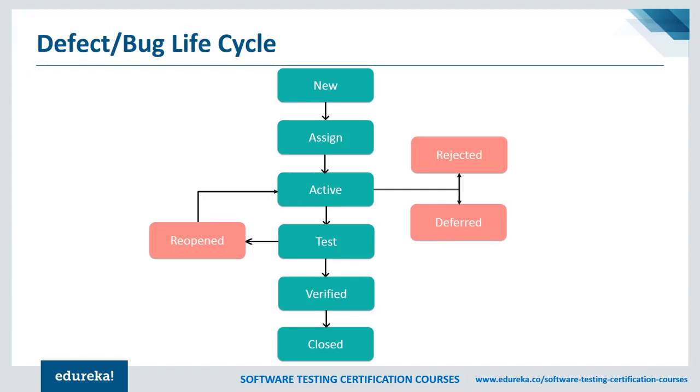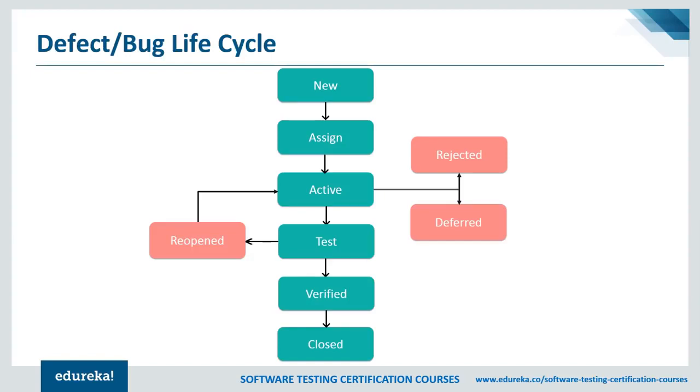And then you have a close state. That means once the bug is fixed, it is tested by the tester. If the tester feels that the bug no longer exists in the software, he or she changes the status of the bug to closed. This state means that the bug is fixed, tested and approved. And you can see from active state, it goes to two more stages, that is rejected and deferred. Rejected means if the developer feels that the bug is not genuine, he rejects the bug.